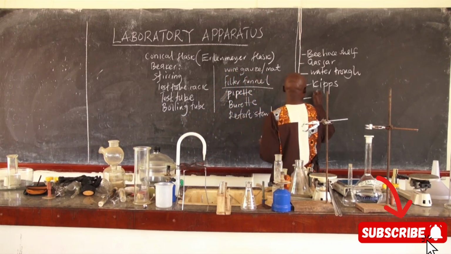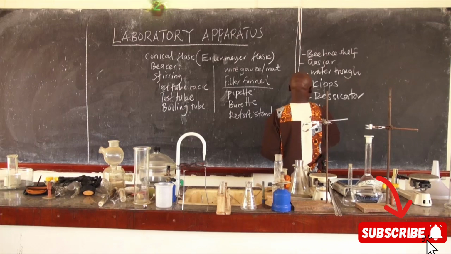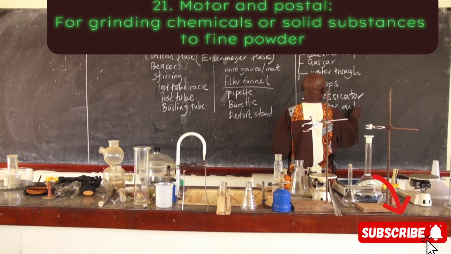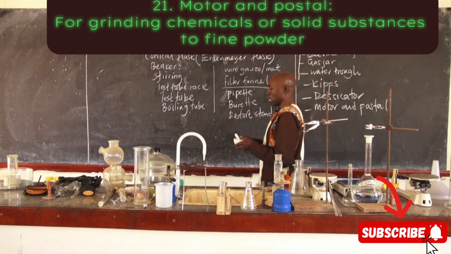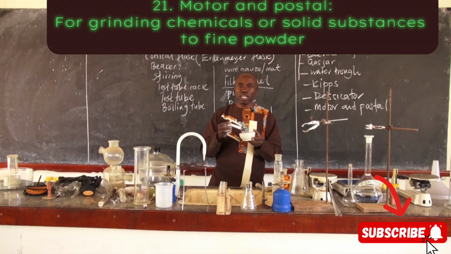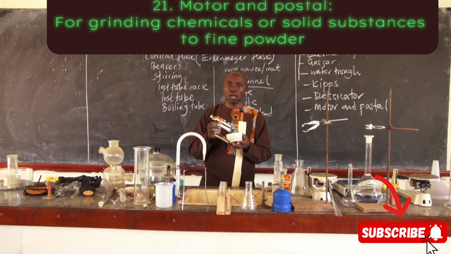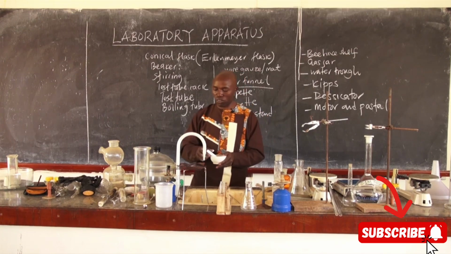So we had a desiccator, then I have a mortar and a pestle. The mortar and the pestle are used for grinding chemicals to fine powder. So we use it to grind chemicals. That's a mortar and a pestle.